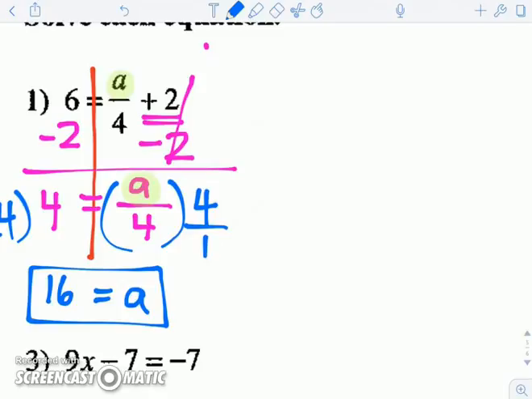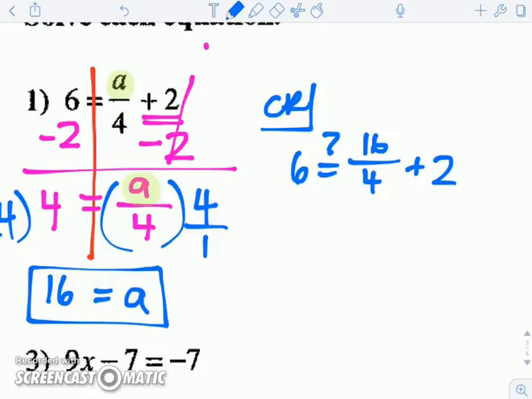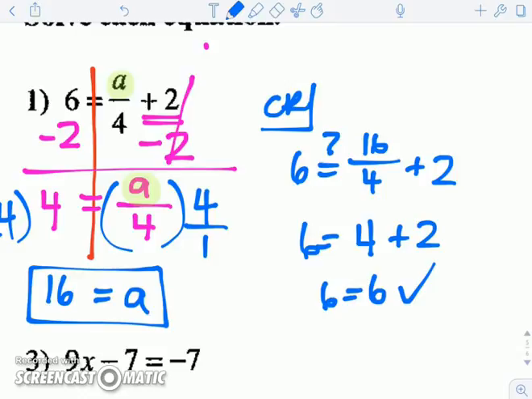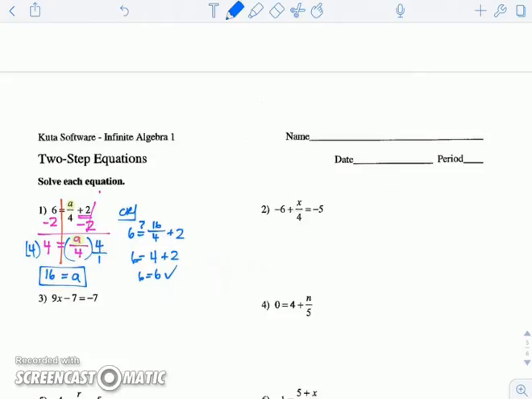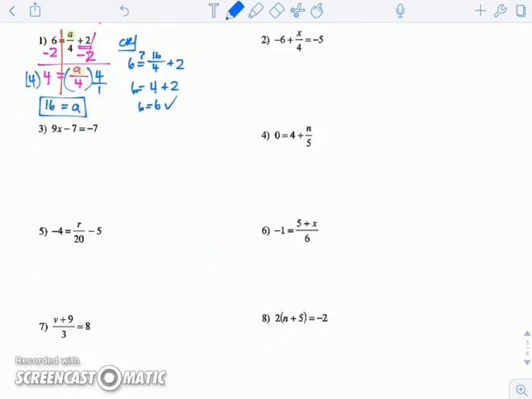I could check this by saying 6 is equal to, I'm going to find out, 16 divided by 4 plus 2. And I would follow PEMDAS here. So 16 divided by 4 is 4 plus 2 is equal to 6. 6 is equal to 6. This checks out. Since I have one number that made this equation true, does my equation have one solution, no solution, or infinite solutions? Since 16 is the only number that's going to work here, I have one unique solution in this case. I'm going to do one more example and then let you guys figure things out for yourself.